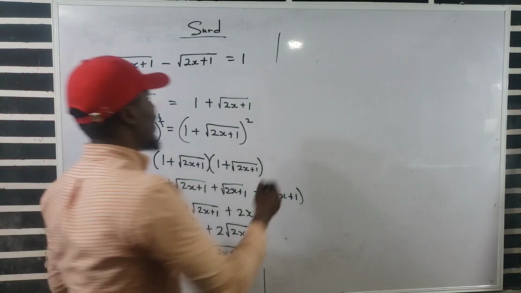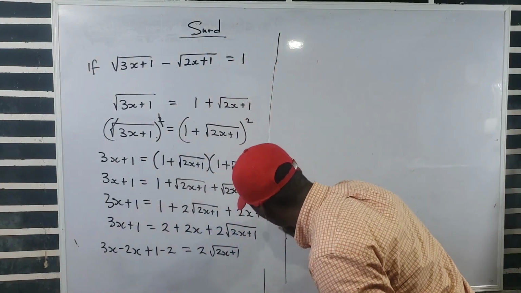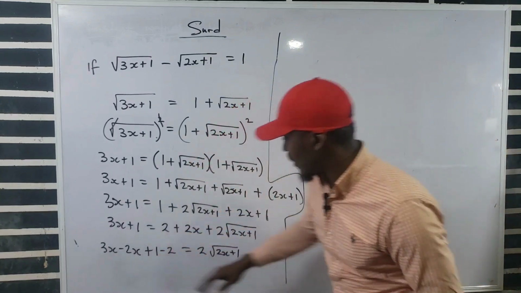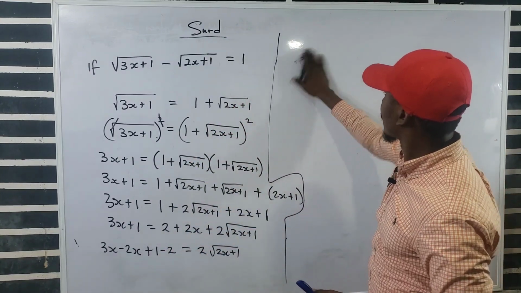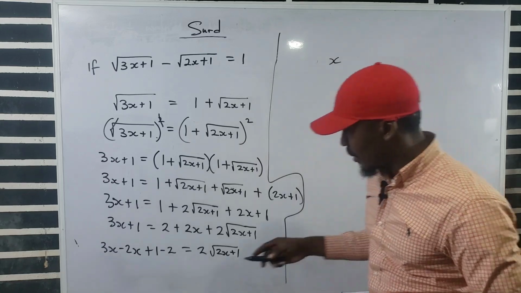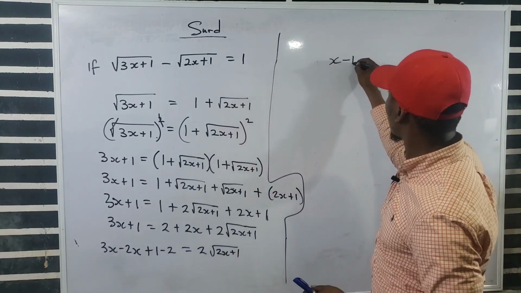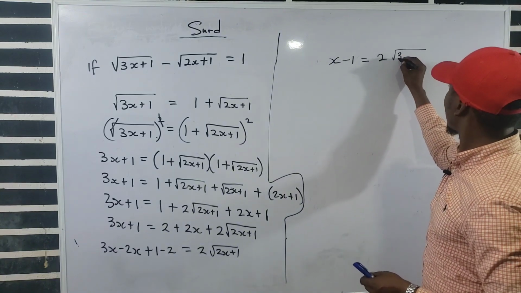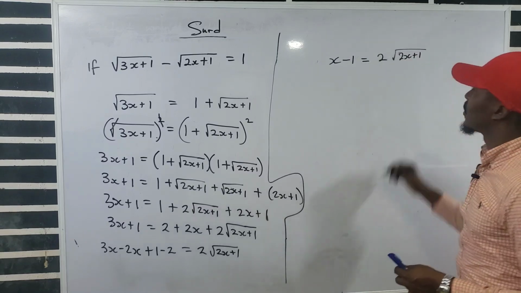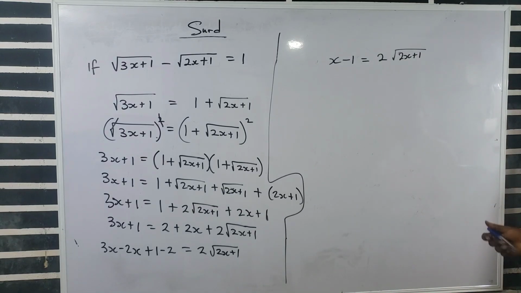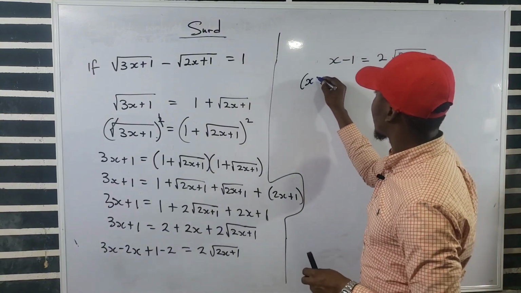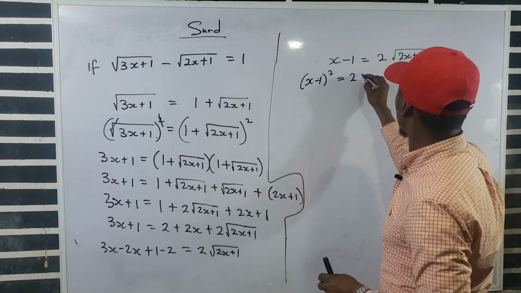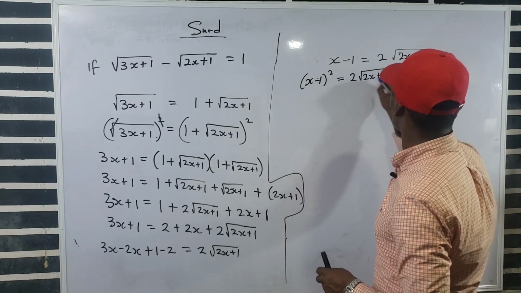All right, so let's come over here. Taking care of this side, we have our x. Then this and this will give you minus 1 equals 2 square root of 2x plus 1. Okay, so at this point, we can also take the square of both sides. So if you do that, you are going to have x minus 1 all squared equals 2 square root of 2x plus 1 all squared.